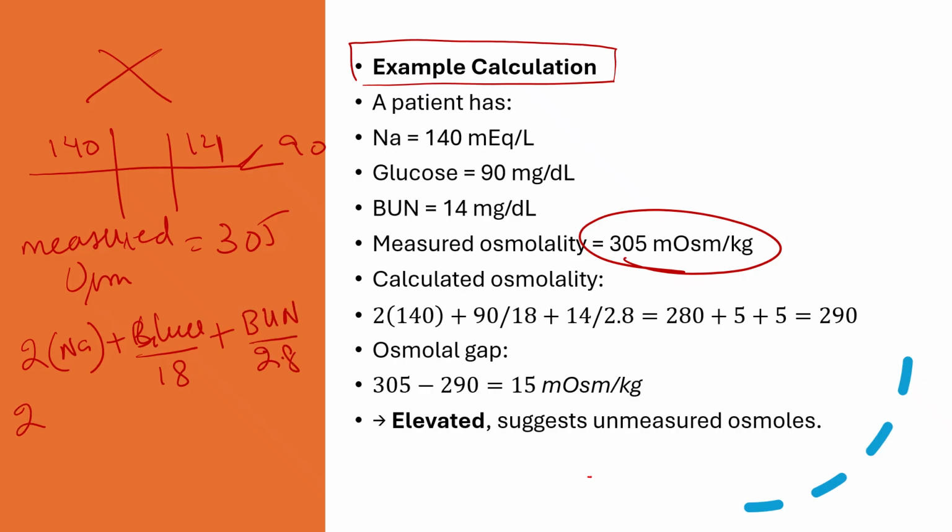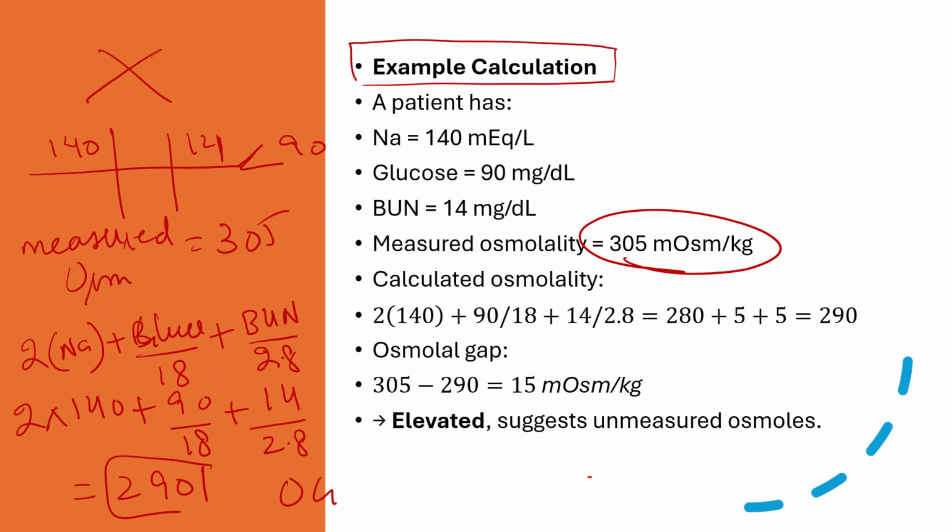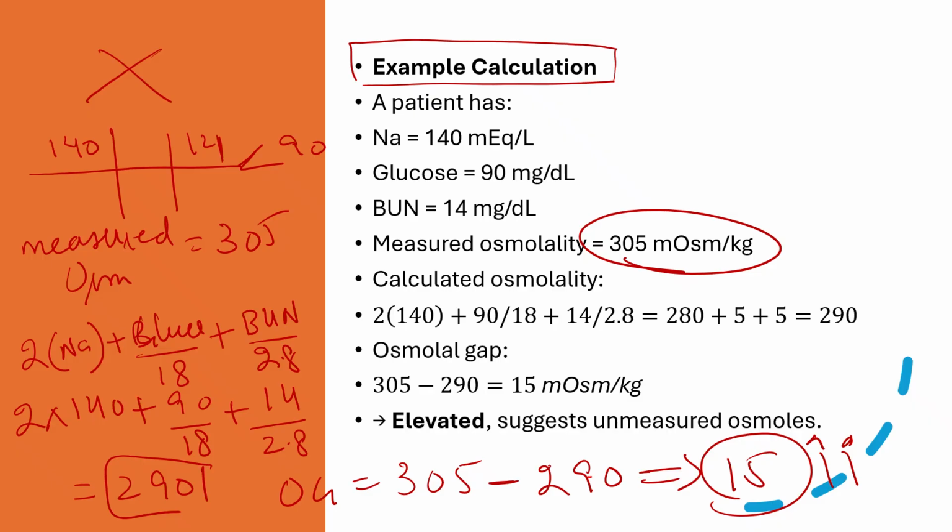You put in the values. 2 times 140 plus glucose is 90 over 18 plus BUN is 14 over 2.8. It will give you a value of 290. So your osmolar gap will be your measured osmolality, which is 305, minus calculated osmolality, which is 290, and your gap will be 15. So this is high, and it means that there is a presence of unmeasured osmoles in the body. So this is how you calculate the osmolar gap.